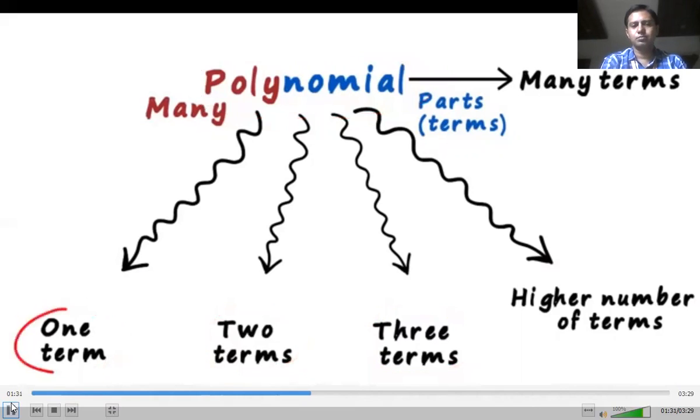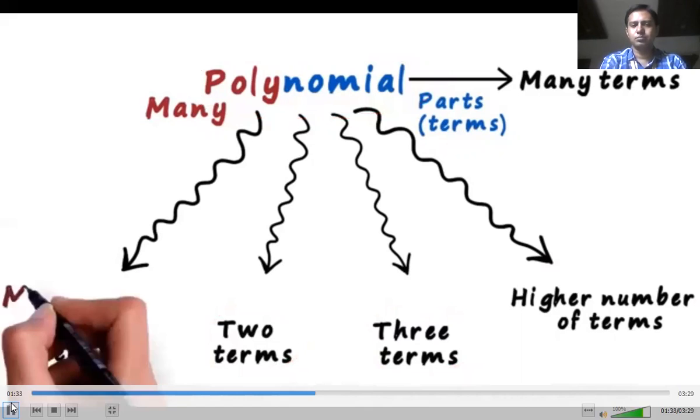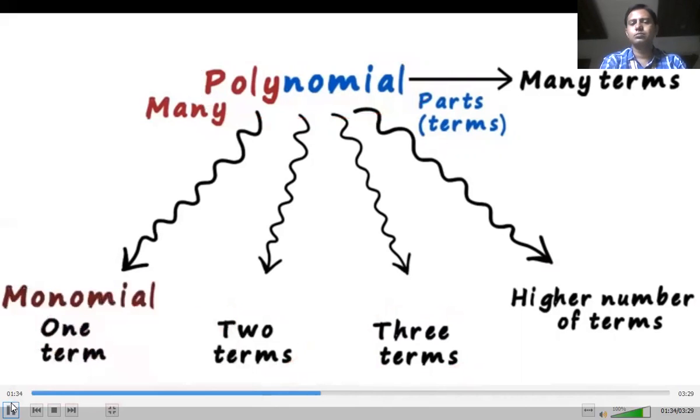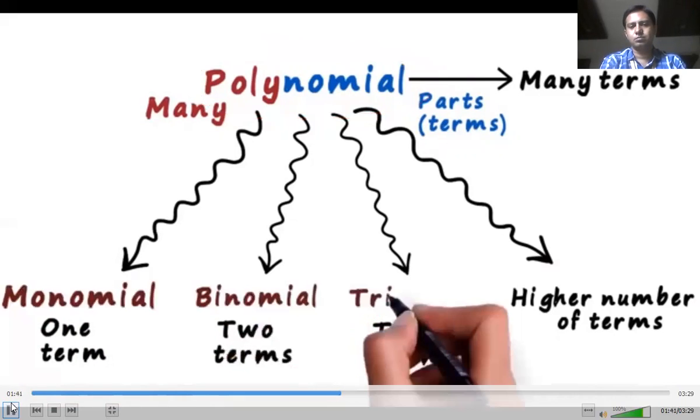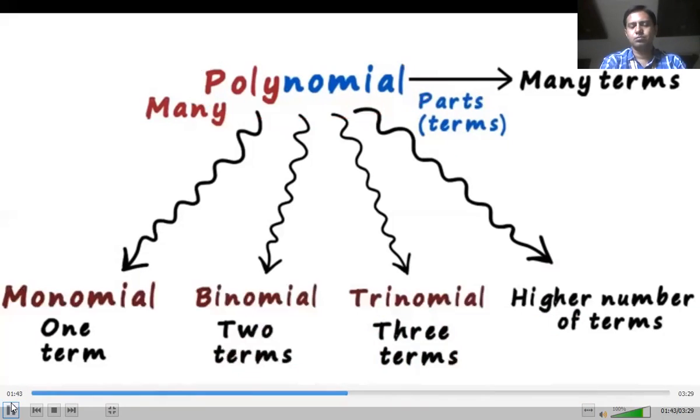An expression with one term is called a monomial. An expression with two terms is called a binomial. And an expression that has three terms is called a trinomial. Mono is 1, bi is 2, and tri is 3. So if it is one term, it is called a monomial. If it is two terms, it is called a binomial. If it is three terms, it's called a trinomial.